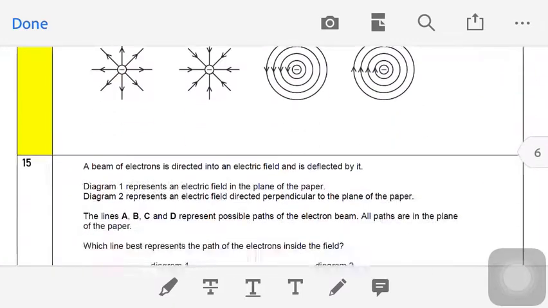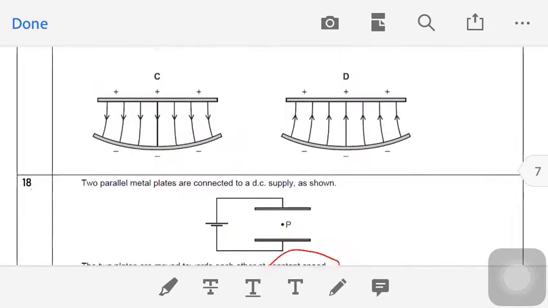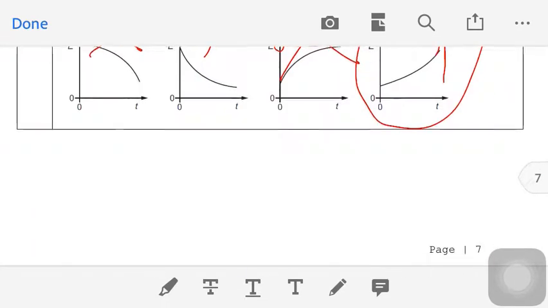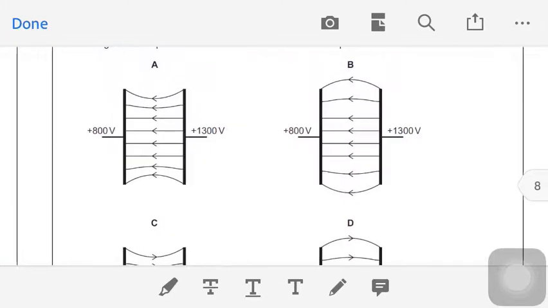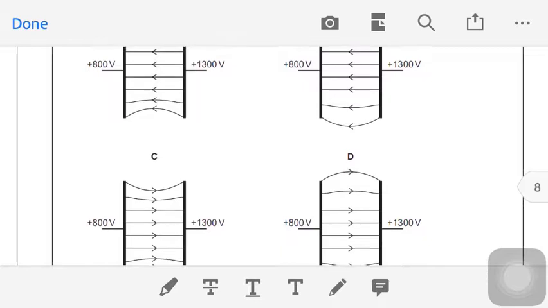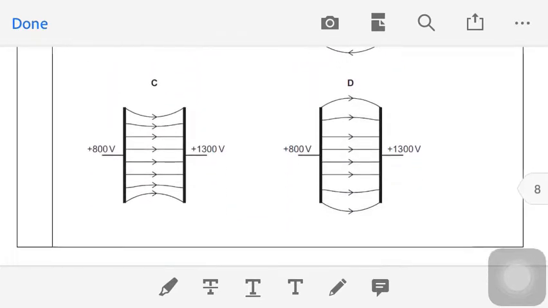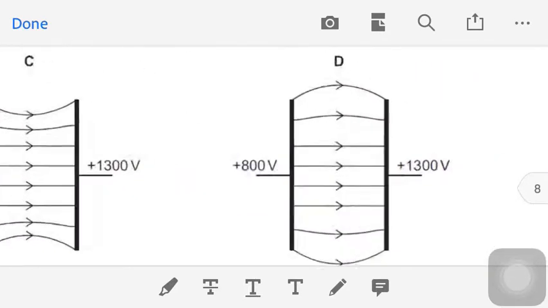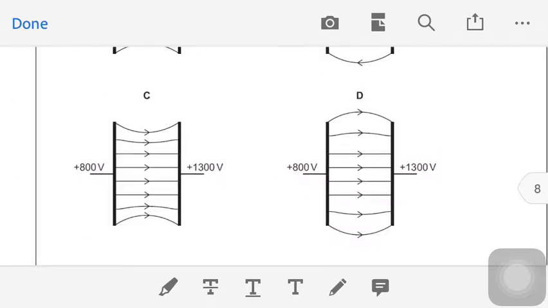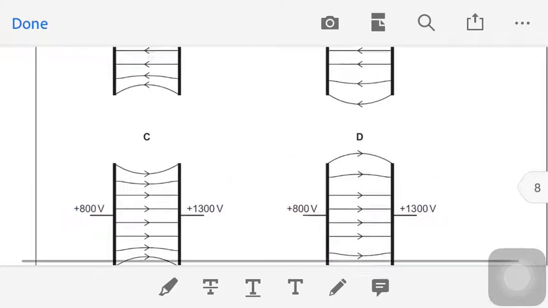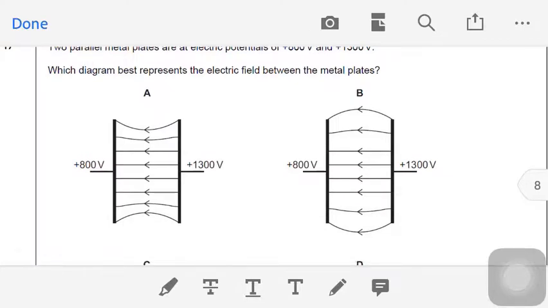Then question number 19. I don't know what the issue is. First, again, the same idea. Maybe you are confused about how to determine plus and minus. 1300 is more positive than 800. The field lines always start from positive and end in negative. So C goes off with that, D goes off with that. They are in the other order, so C and D are obviously wrong. Only A and B satisfy the condition of field line direction being positive to negative.